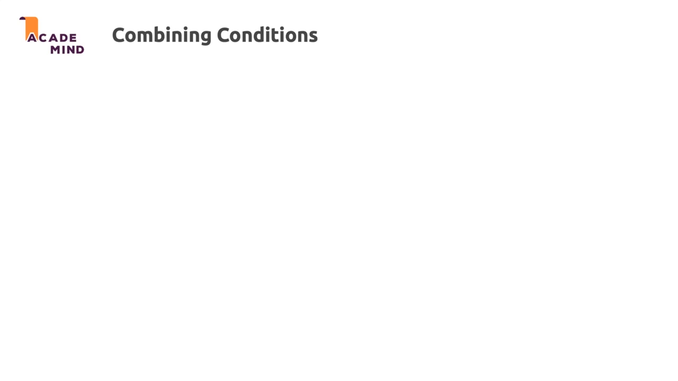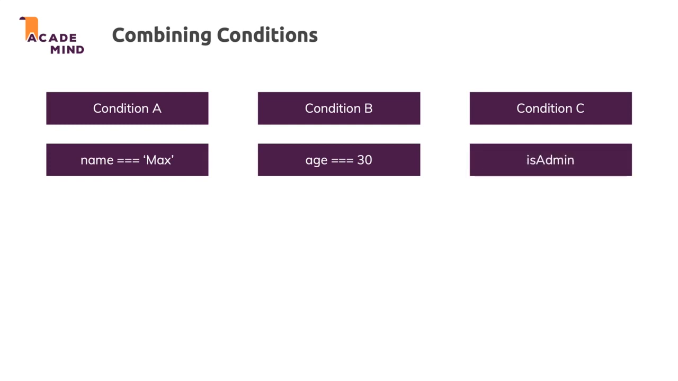Now, sometimes when writing an if statement, you want to combine conditions. There's not just one condition which has to be met to execute some code, but maybe two. Or you got two alternative conditions. So let's say we have three conditions in our code that should be met in an if statement.